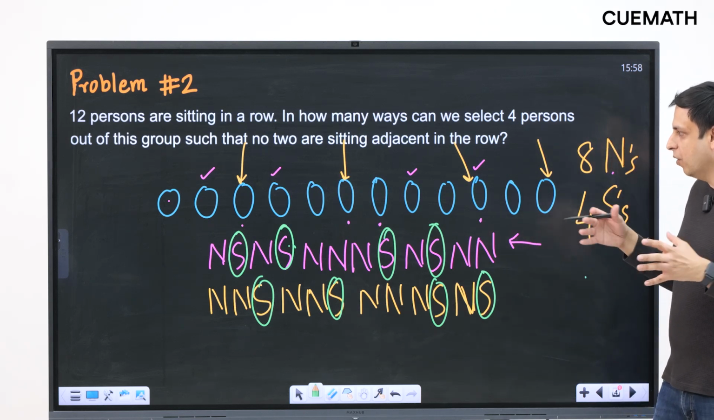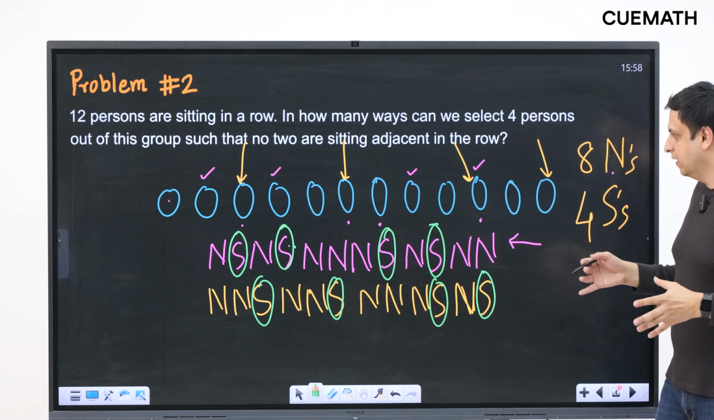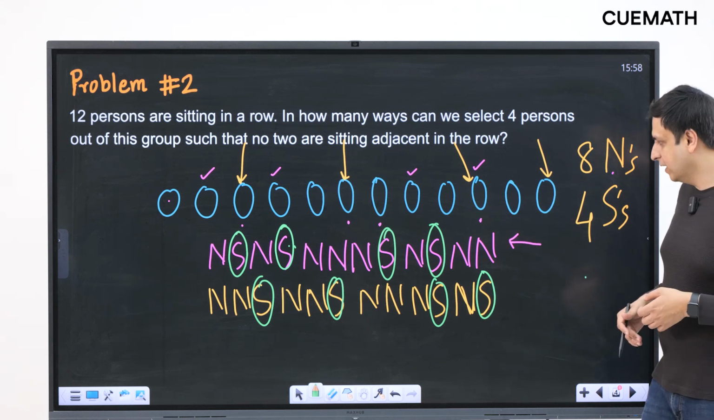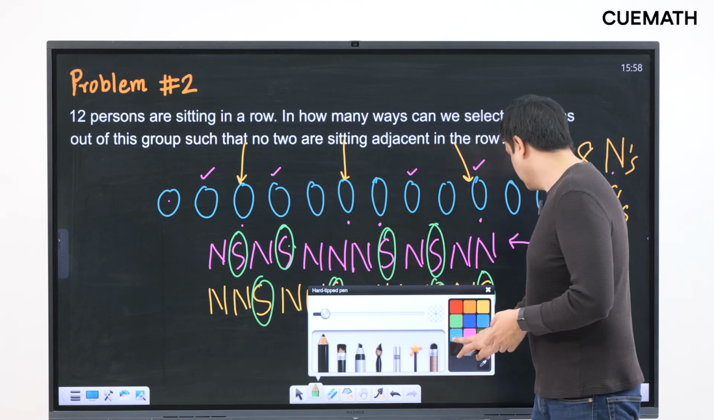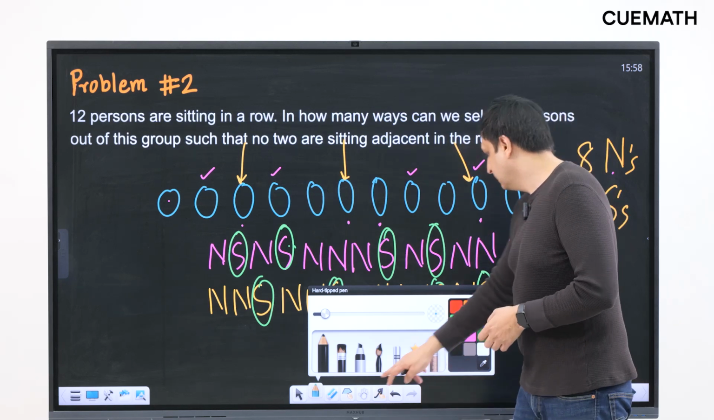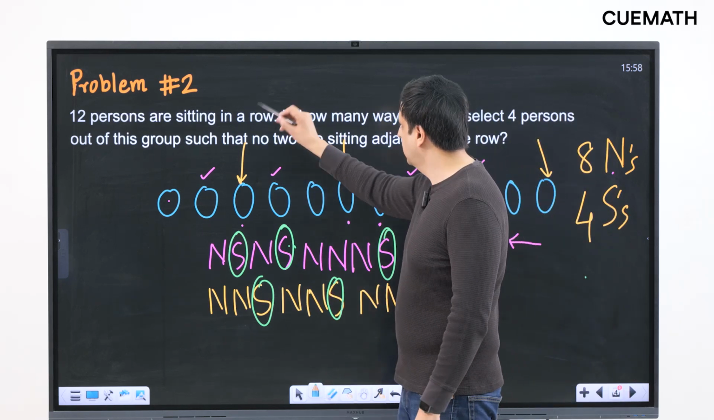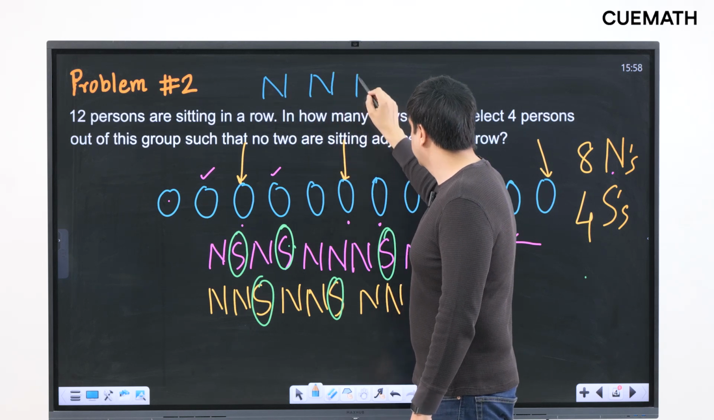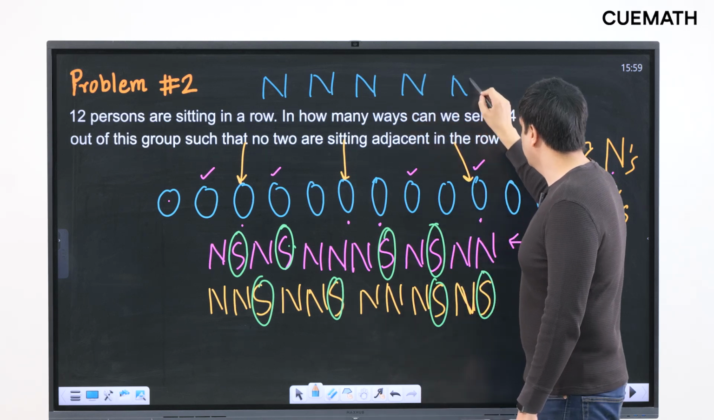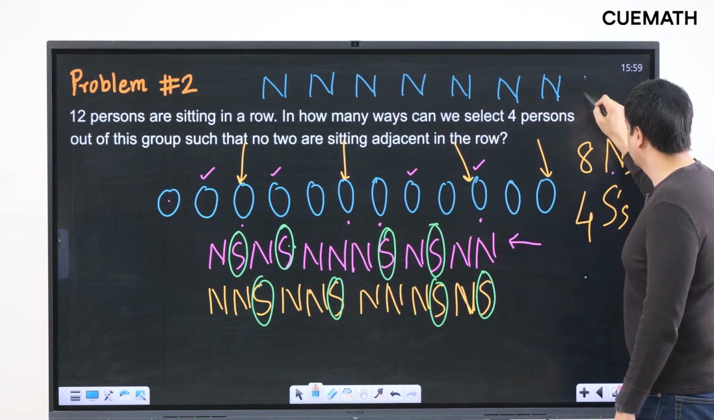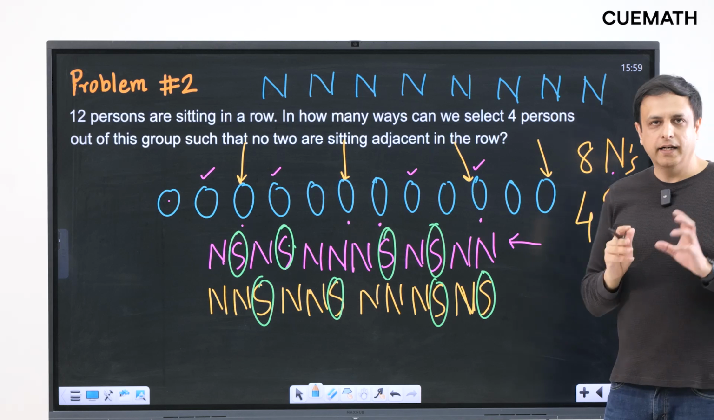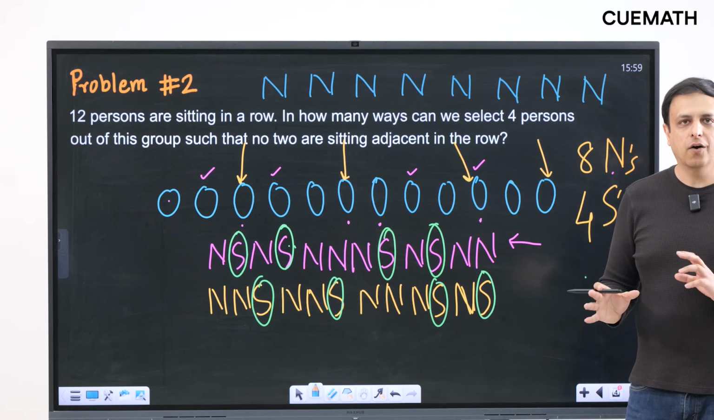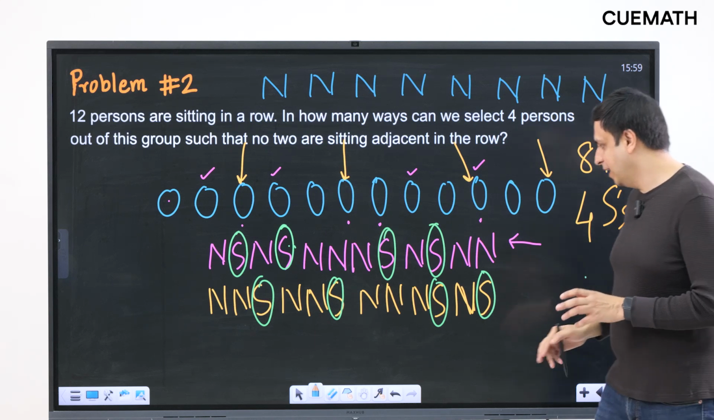So how do we count all the possible sequences where we have these 12 symbols, 8 n's, 4 s's, but the s's are not adjacent? It's actually quite straightforward. You first write out the n's. So 1, 2, 3, 4, 5, 6, 7, 8. So you will have 8 n's, and now you have to place the 4 s's in a way that no two of them are adjacent.